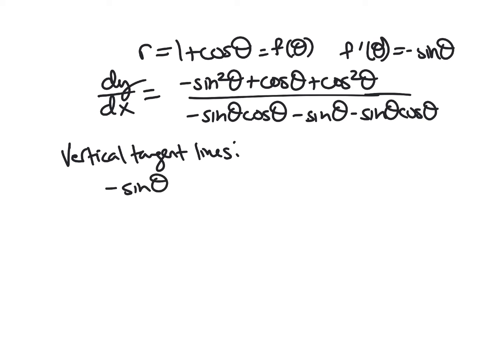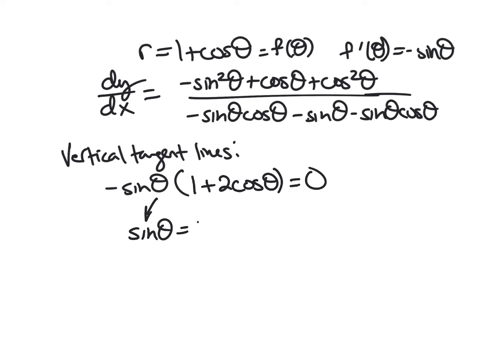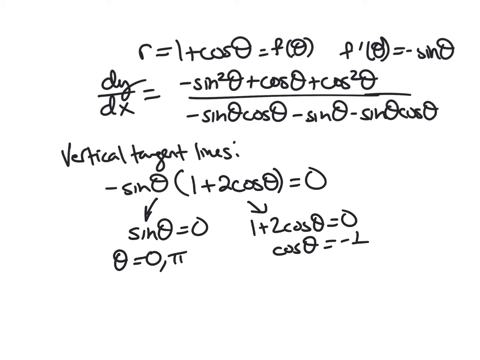Notice at the bottom we can factor out a negative sine theta and collect our 2 cosine thetas there, and we get 1 plus 2 cosine theta. And we set this equal to 0. So when is this going to be 0? Well, it's two cases. Either the sine of theta is 0 or the 1 plus 2 cosine theta is 0. If sine of theta is 0, that's going to be at 0 or pi. And here we're looking for cosine of theta is negative 1/2. And if you feel confident about your unit circle, that means theta is 2 pi over 3 or 4 pi over 3.